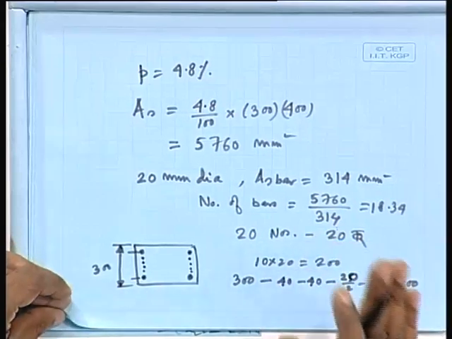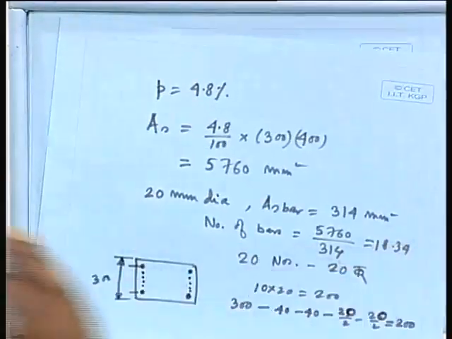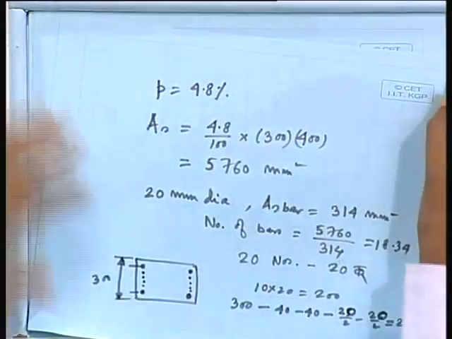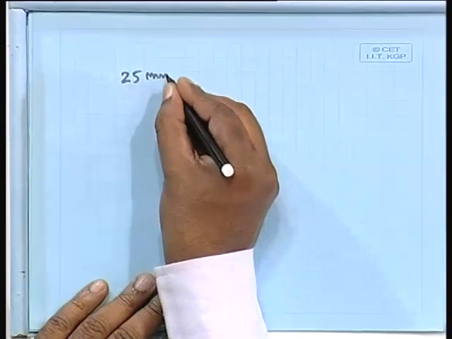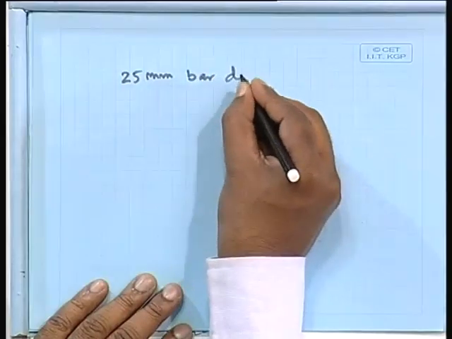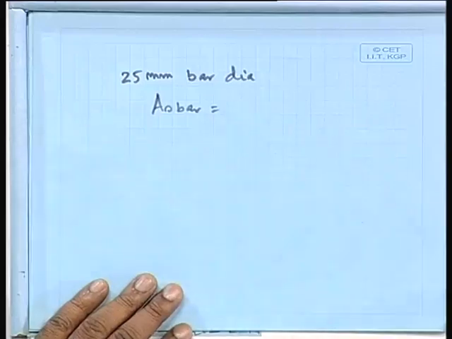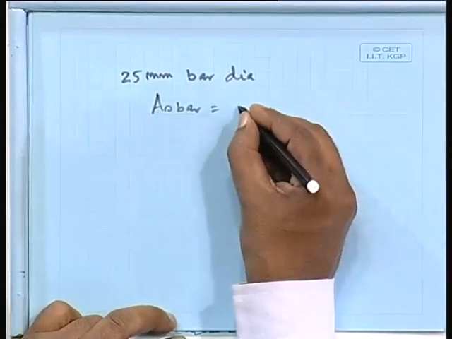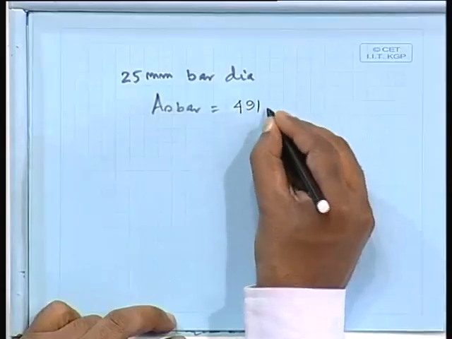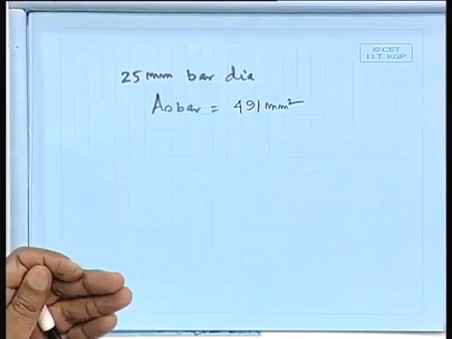Let us assume that we shall provide a bar diameter of say 25 millimeter. If we provide 25 millimeter, then also is there any difficulty? Let us find out. So 25 millimeter bar dia. So area of steel of each bar, this one will be 491, right? So area of steel, that one will be 491.